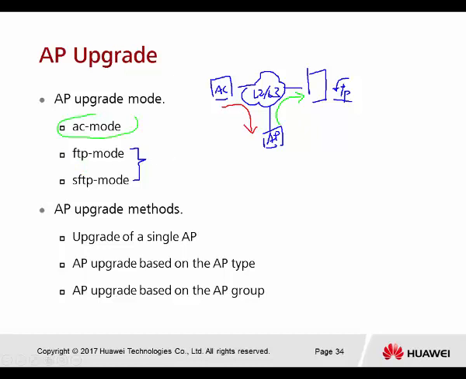In the AC mode, the AC is doing it the reverse way. First the AC will try to download all the resources from the FTP, download to the controller first, and then the AP will try to download from the controller. So there are two different ways.